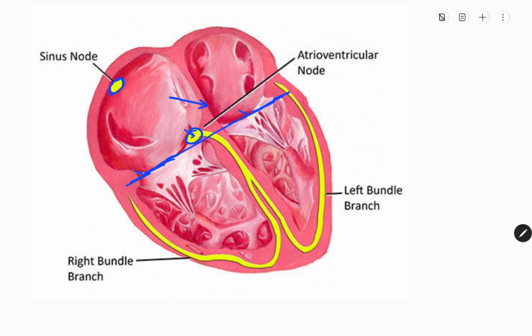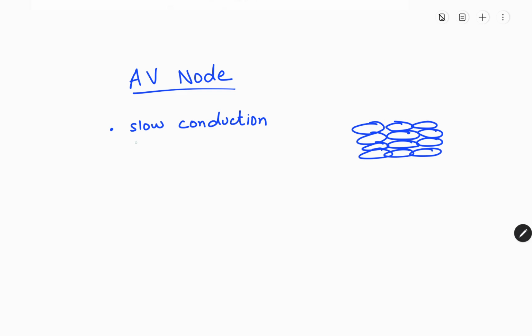Now let us talk about some special points about this part, the AV node. The main thing that is important about the AV node is that it is specialized tissue and it is very slow in conduction of electrical current. So let's consider this as the AV node. The current has to pass from this point to this point. It has to pass through each and every cell, and it will show a lot of resistance. Due to this, there will be slow conduction.